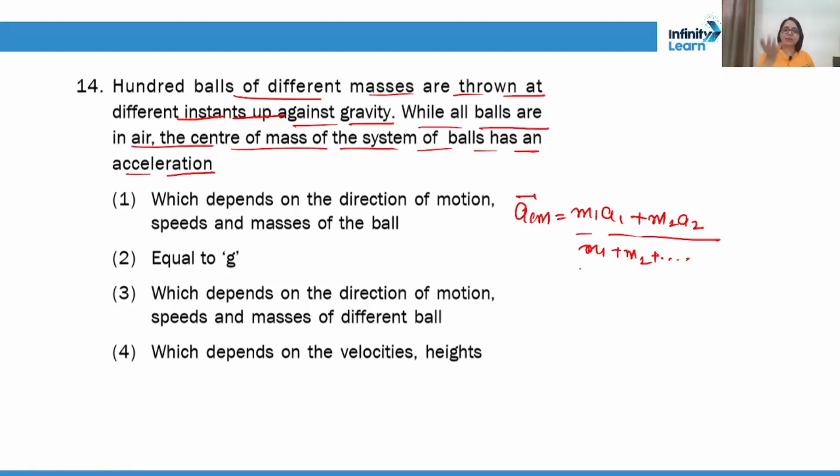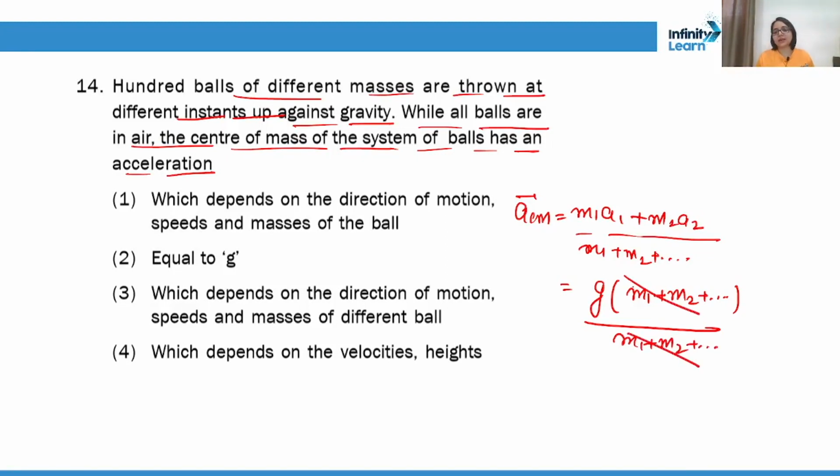Right? All the balls are performing motion under gravity. So you can write a1 is equal to a2 is equal to a3 and so on, which is equal to g. So you can take g common, so it will be m1 plus m2 and so on divided by m1 plus m2 and so on. So this will cancel this term. So the acceleration of the center of mass will be equal to g, which is option 2.